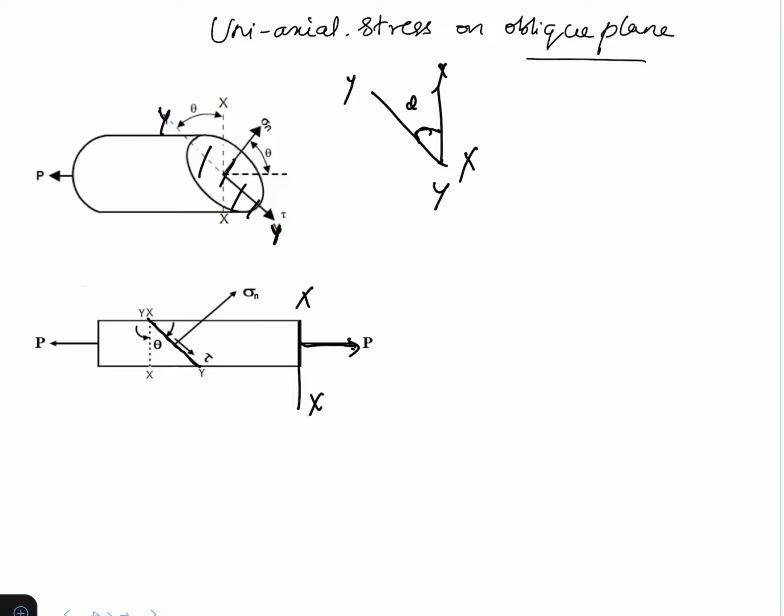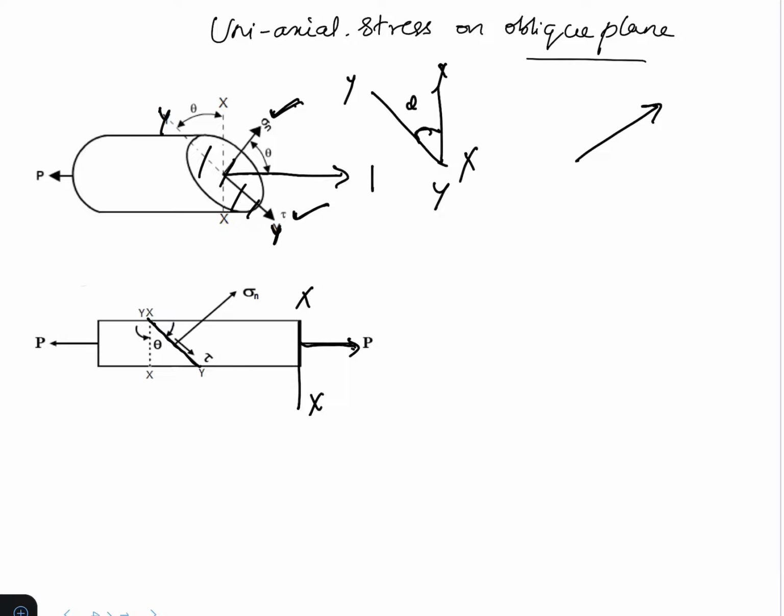On that plane we have stresses sigma n and tau acting. This is our normal stress sigma n and this is our shear stress tau. So we will have this case. Now we have to resolve forces in such a way that we get the value of sigma n and tau.